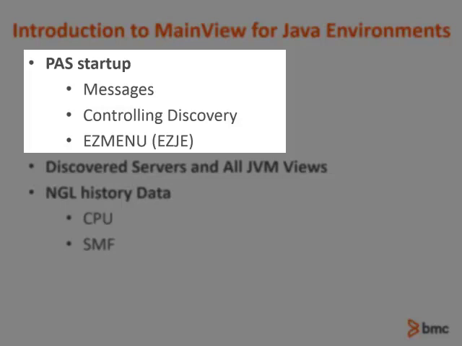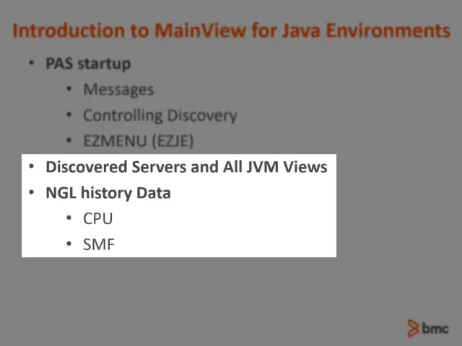After that, I'll explain how to control the JVM discovery process, which identifies the JVMs on your system. And finally, I'll show you the first view you will see on entry to the product, along with the views that are available without defining targets to MVJE via the path service point. This will include all discovered JVM views and NGL history data.